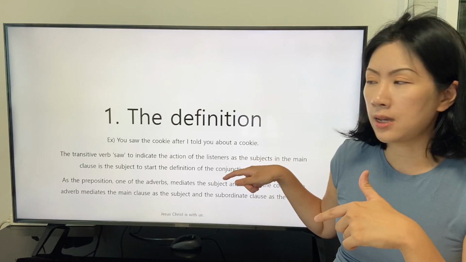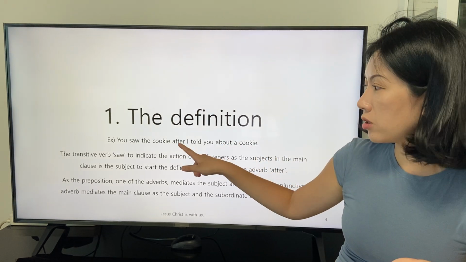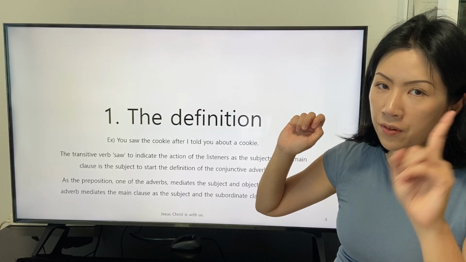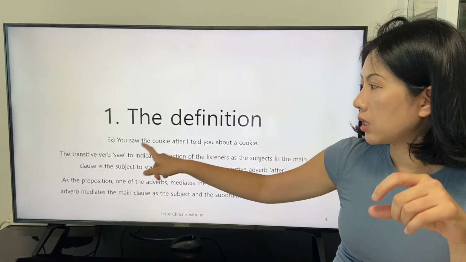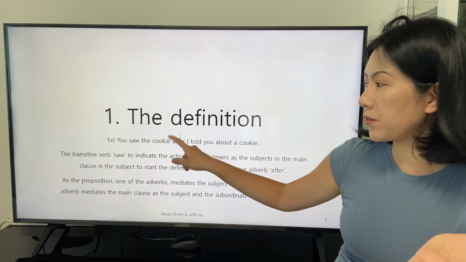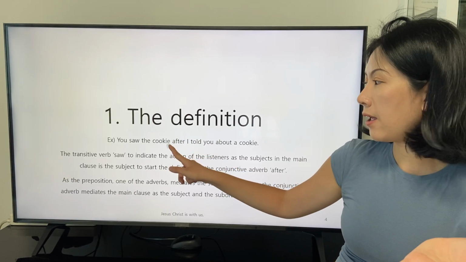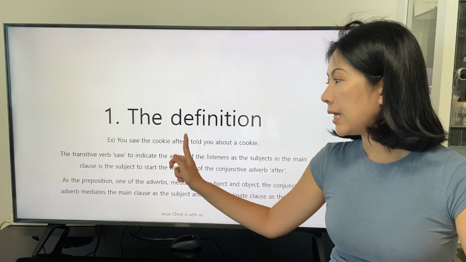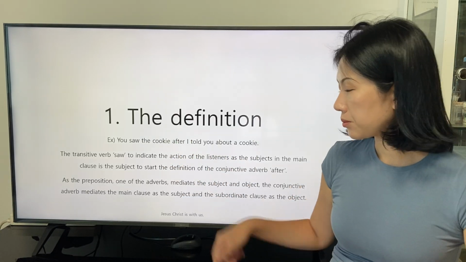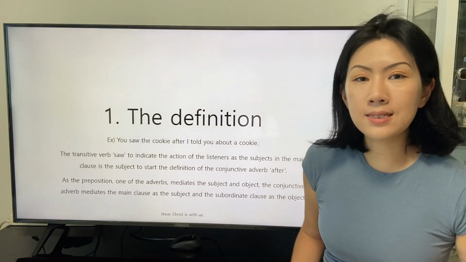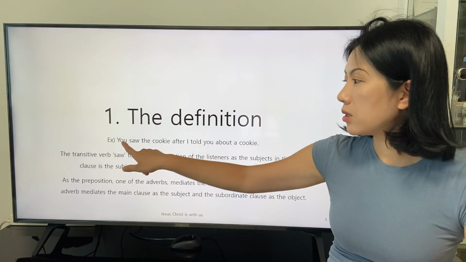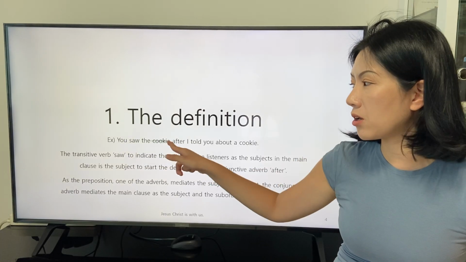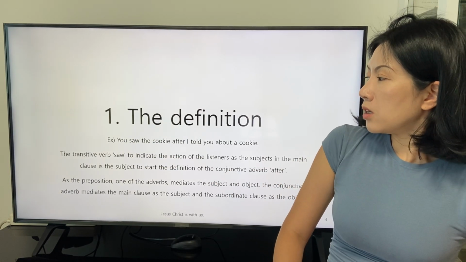This tells us that there is a conjunction after, because there is only a verb in a clause, and there is a conjunctive adverb. Then we can say that after I told you about a cookie is the subordinate clause, and the entire clause exists to describe the definition of the transitive verb saw in the main clause.